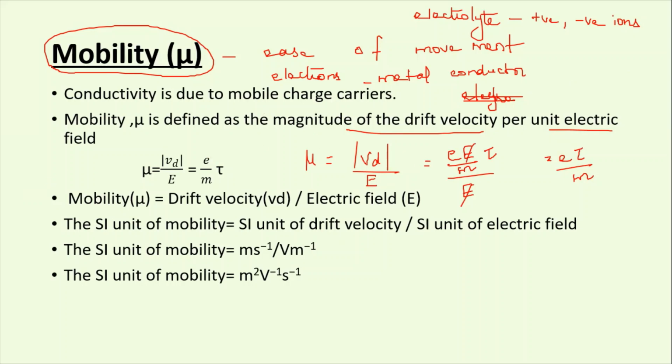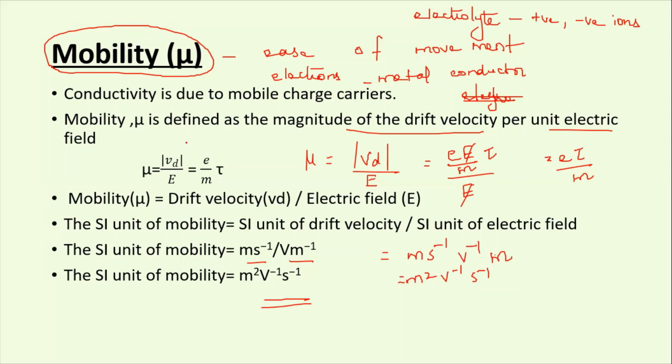Okay. So how do you calculate the SI unit? You know the SI unit of drift velocity will be meter per second. And the SI unit of electric field is volt per meter. So, it will be like this: meter second minus 1 per volt meter. The minus 1 in the denominator becomes plus 1 when it goes up. So it will be meter square volt minus 1 second minus 1. This is the SI unit of mobility. Mobility is a factor that will determine the conductivity of a substance.